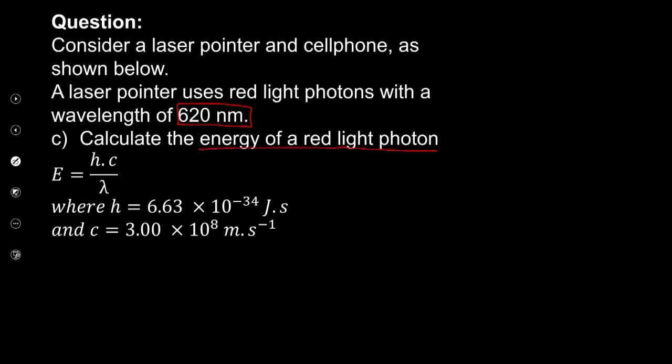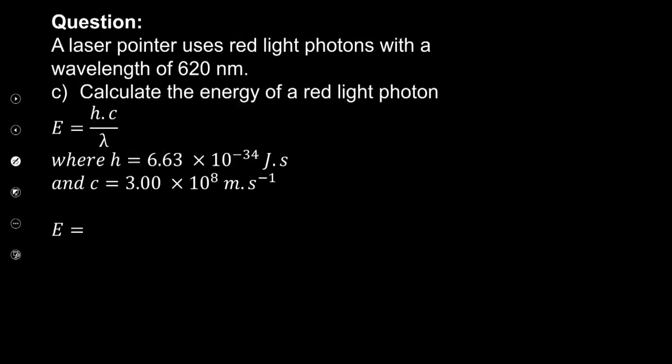Just like we've done in the past, we're going to use our formula E is equal to hc divided by lambda, where h is Planck's constant and c is the speed of light. Let's move straight to the calculation. So in our calculation, we need to substitute our values. But one thing we must make note of is that the wavelength is not in meters and needs to be converted to 620 times 10 to the power of minus 9 meters because it's nanometers.